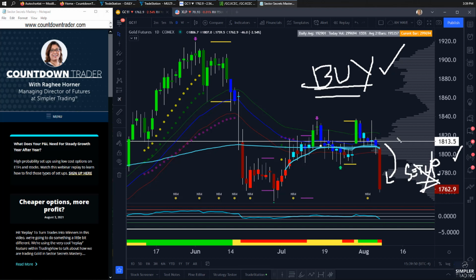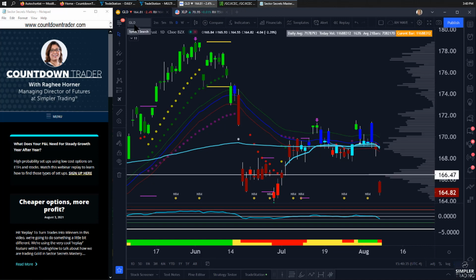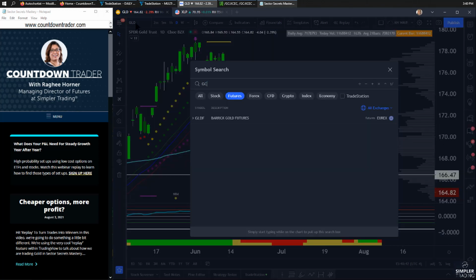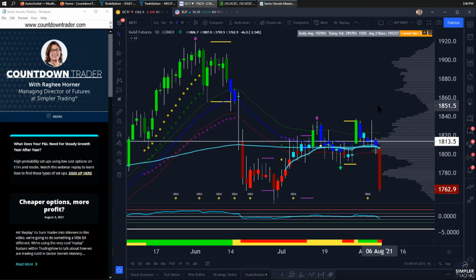The lower part of the zone was 1790, by the way, so it was right in there. So again, we gapped open down through all of that on GLD. So there's nothing that I can do with gold until really one of two things happen. All right, so again, the setup is invalid right on the morning because we took out all the levels in one fell swoop.